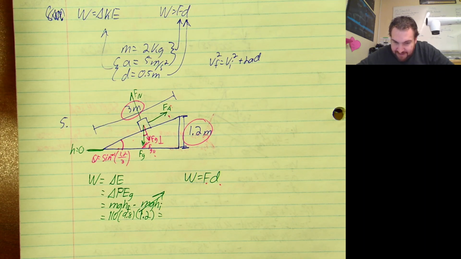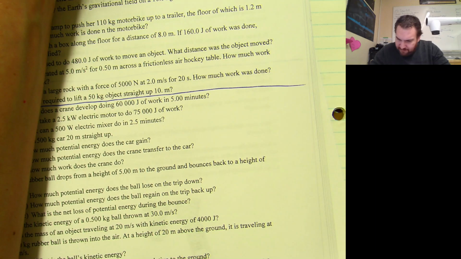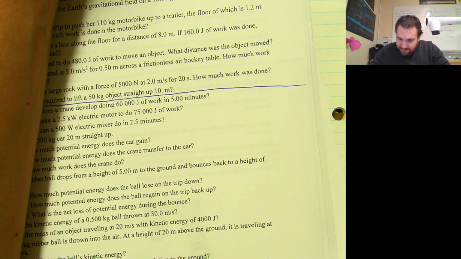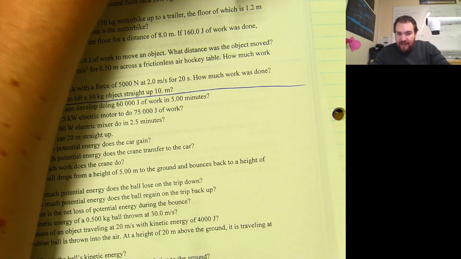If you got 9.6, that would be a correct value. I don't know why it's not there. This particular answer key is lacking. But that 9.6 is correct.